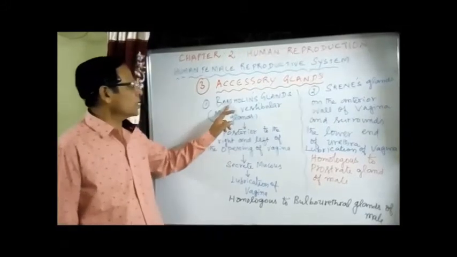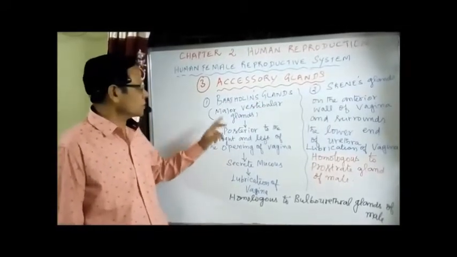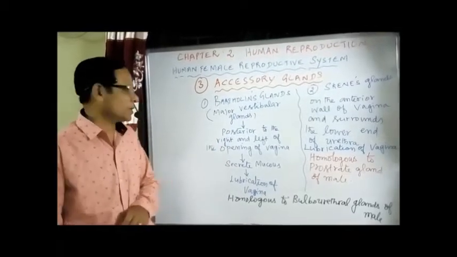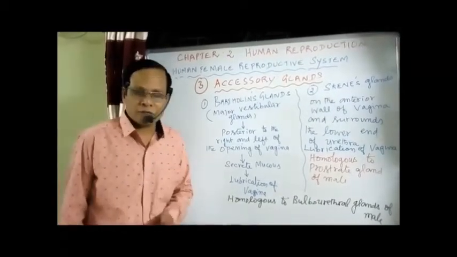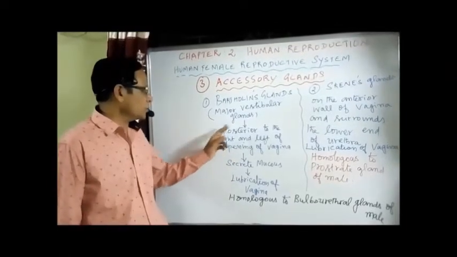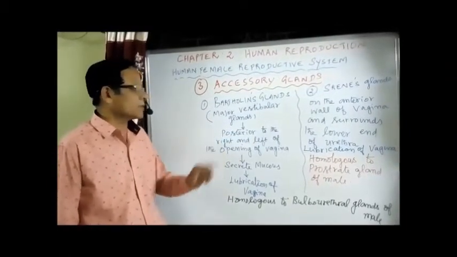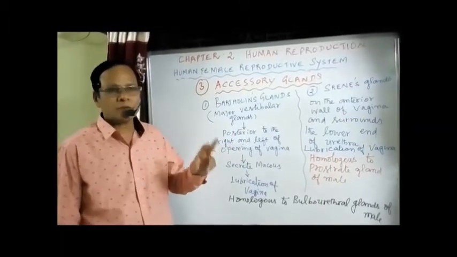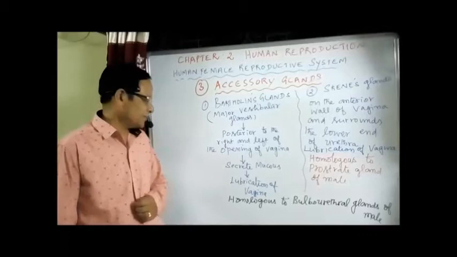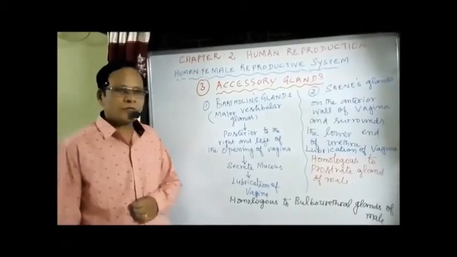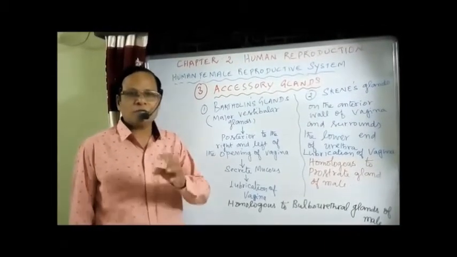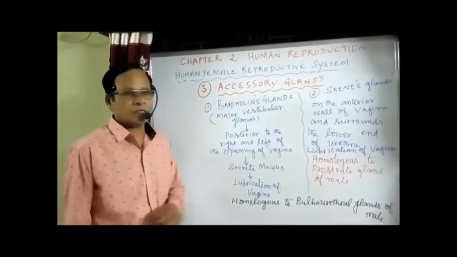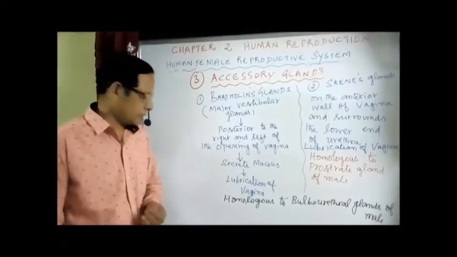Number 1, Bartholin's glands. They are also called major vestibular glands. Now where are they located? They are located posterior to the right and left of the opening of the vagina, on either side. Now what is the role? They secrete mucus, a lubricating fluid, responsible for the lubrication of the vagina during coitus.